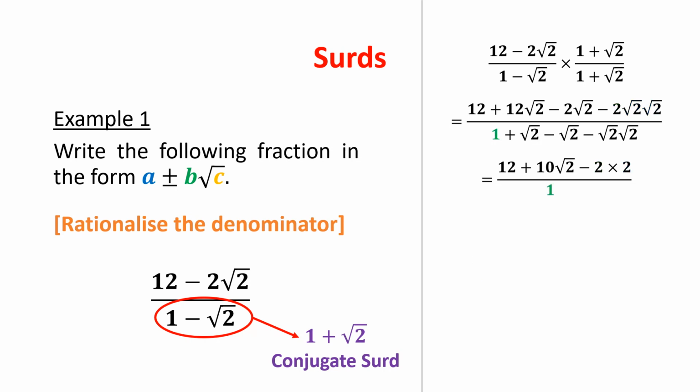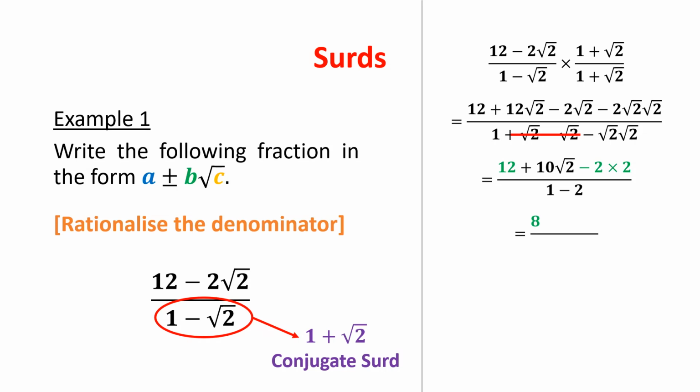On the bottom, we have 1. We have root 2 minus root 2. This is the beautiful part of rationalizing the denominator. They go to 0. And then we have minus root 2 root 2. Root 2 root 2 is just 2. So on the bottom, we have 1 minus 2. Now, that's what we're doing. The rationalizing the denominator has got rid of all the roots on the bottom of the fraction.